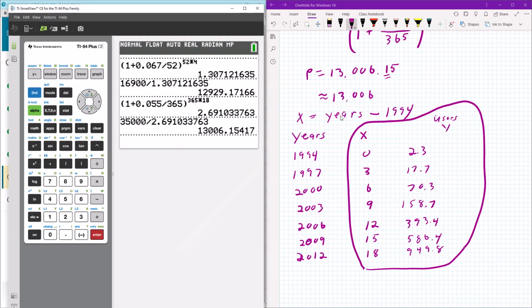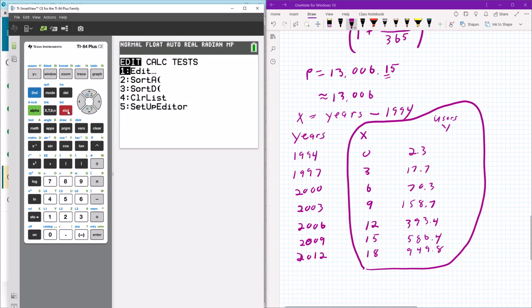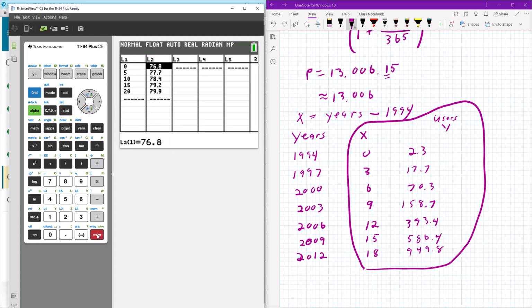Well, first we need our calculator. Here it is. To do this, we need to go into stat. So we want to click stat, and the first thing we need to do is put in our data. So we want to edit. And here we are already at edit, hit enter. Now, if you have stuff in here, you need to get rid of it. To get rid of stuff in L2, you can go up, highlight L2, hit clear, hit enter. It's gone. Go over to L1, do the exact same thing. Okay, once you've done that, we can put in our data.